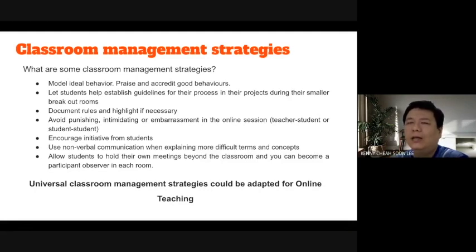So you are dealing with large classrooms, so you may not know who you are teaching, especially the ones that have outstanding behavior. But if, let's say, you're dealing with negative behaviors, then you may need to identify and bring the discussion or the discipline outside, in another session in another room. So you can do modeling, praise and credit group behaviors, and let the students establish guidelines during the breakout rooms. You can use documented rules. You can write down your rules and highlight them up front if necessary.